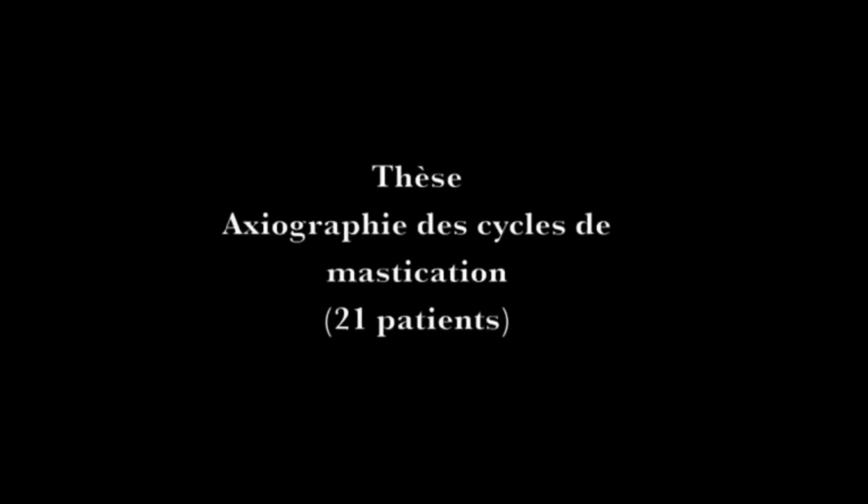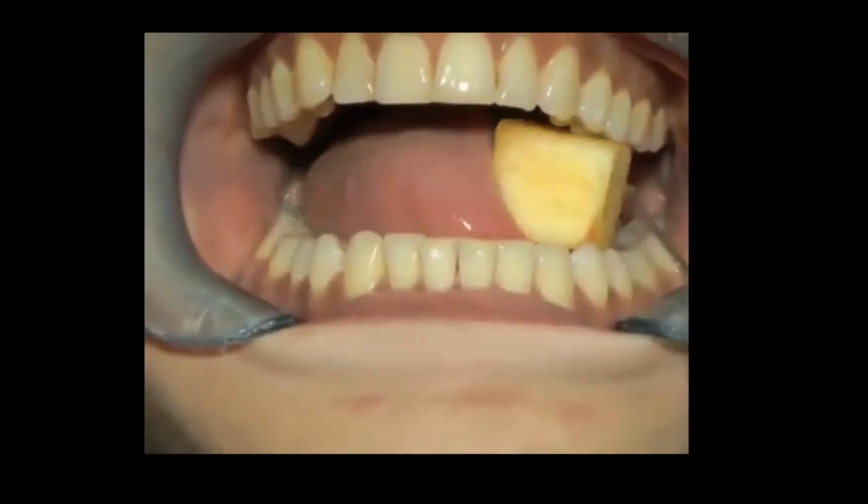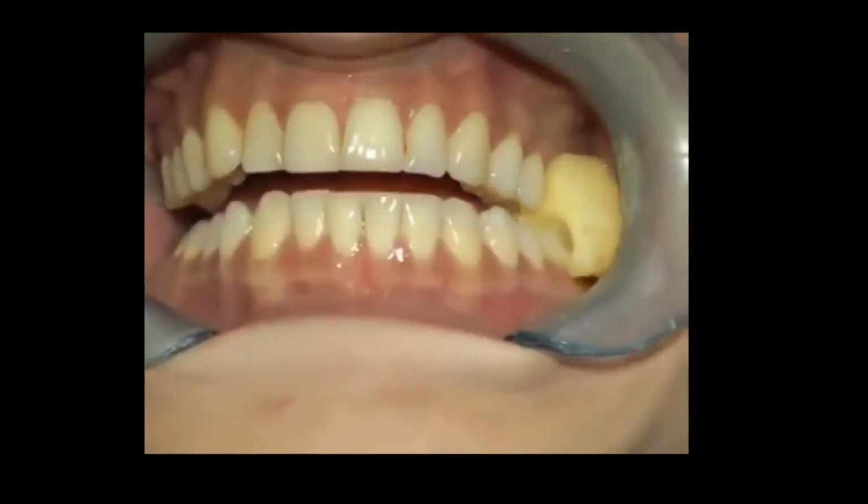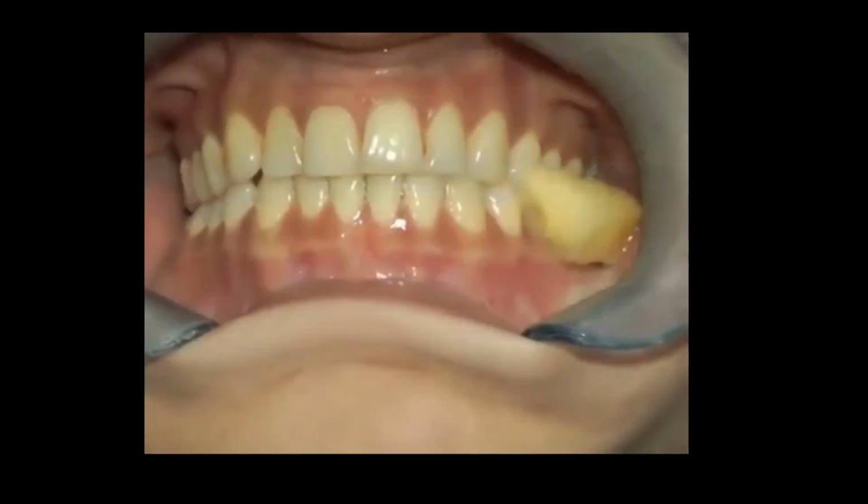That leads me now into the architecture of the chew cycle. Again, how does someone chew? I like to always start off with this video. This is of natural dentition chewing an apple and a carrot. So take a look. What do you see?